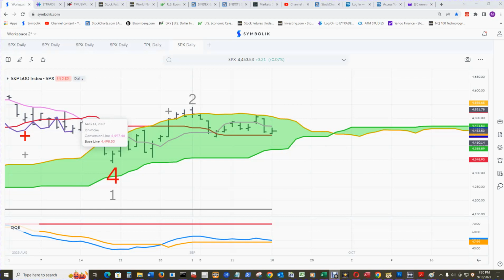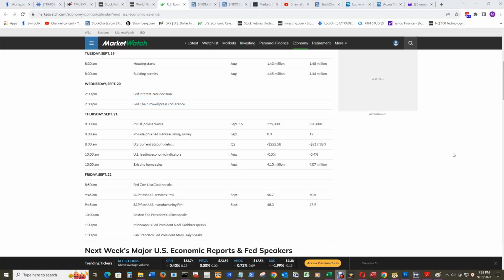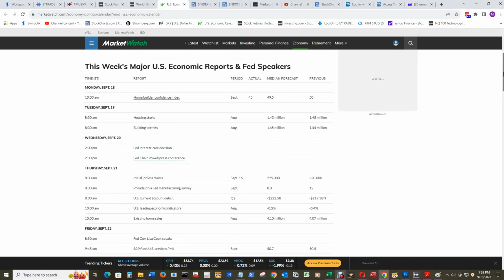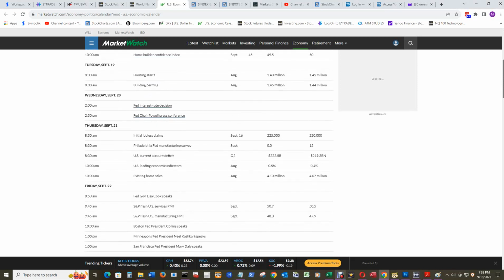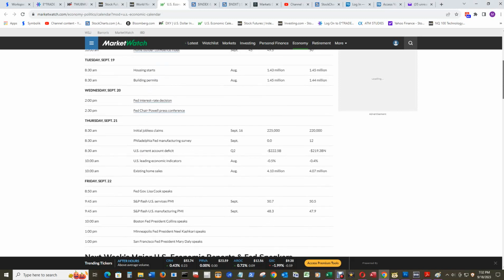Conversion line 4497.46, baseline 4498.50. And price is definitely stuck in the cloud, and I do not see much happening for economic reports this week. The big events look like initial jobless claims could be a mover here on the 21st.